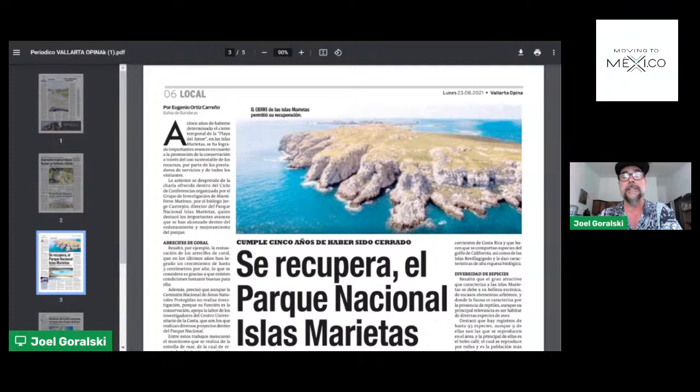Se recupera el Parque Nacional Islas Marietas, okay? So again, when you're reading a newspaper, go for the low-hanging fruit. Usually when you see the title or the headline, it's mostly gonna be words that are very similar in English, okay? So literally this is saying that the island of the Marietas, which is a national park, un parque nacional, has recuperated. In the past, it was abused by people who would camp and party on the island, burn fires. Actually, there was a pretty bad fire there at one time. So they made it a national park and they made it protected, and it has since recuperated.